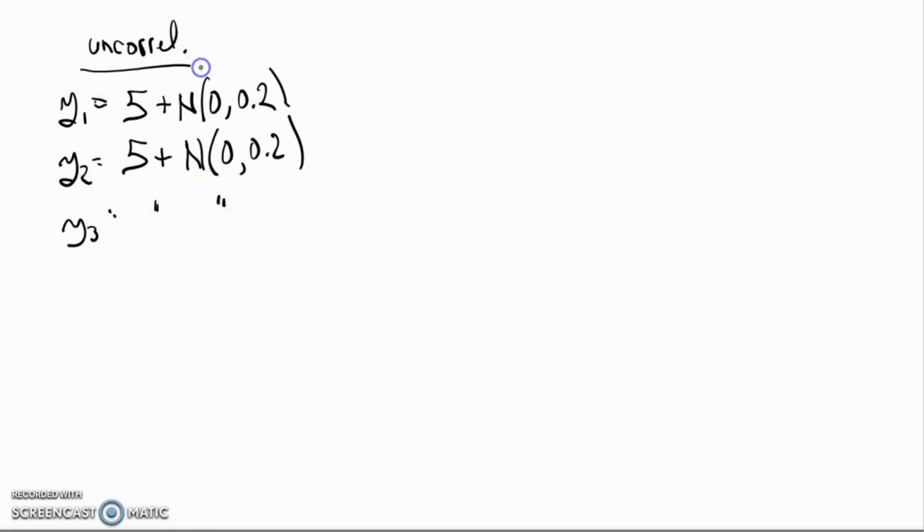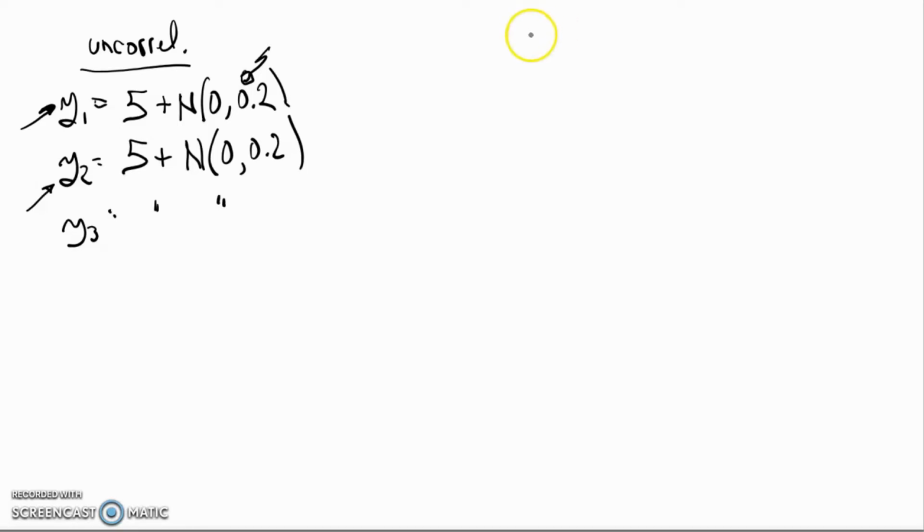So these are uncorrelated. And the concept of uncorrelated is if this value here of y1 happens just by chance to be greater than the expected value of the random variable y, that has no influence whatsoever on whether or not y2 is going to be greater or lesser than the expected value of the random variable y.